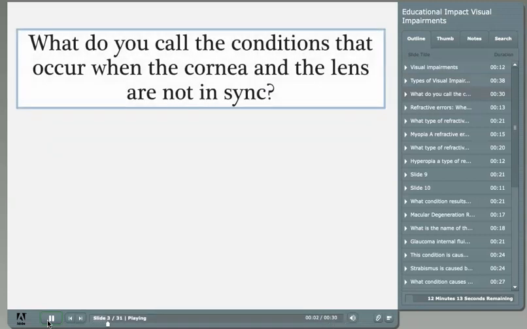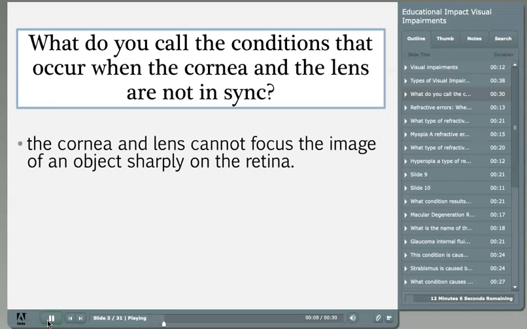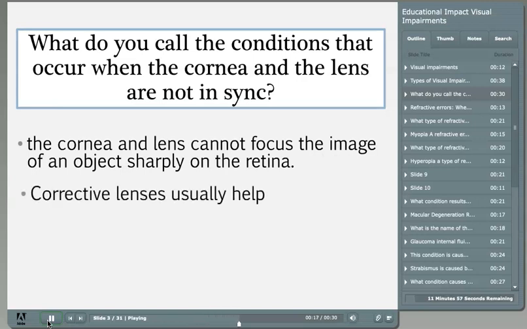What do you call the conditions that occur when the cornea and lens are not in sync? Here are a couple of hints. The cornea and lens cannot focus the image of an object sharply on the retina. Corrective lenses usually help with these conditions.